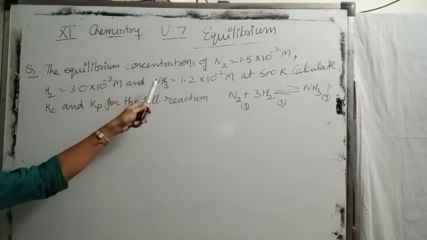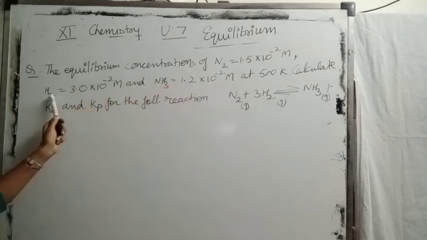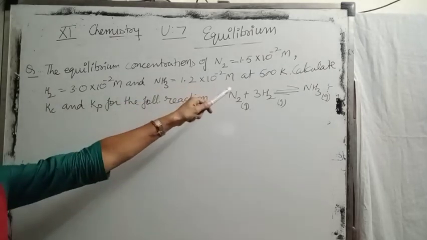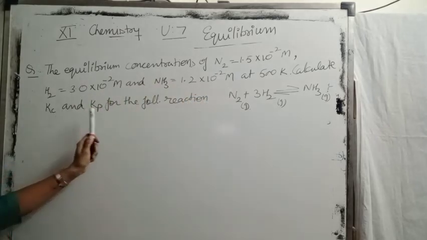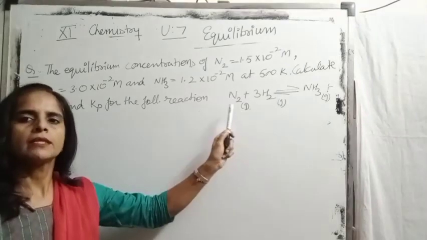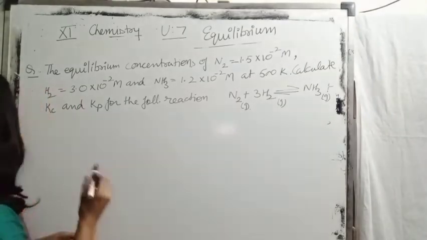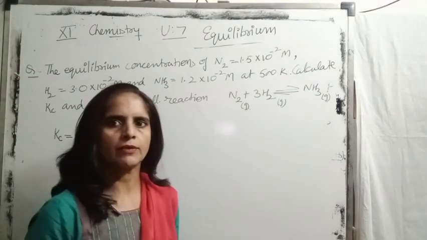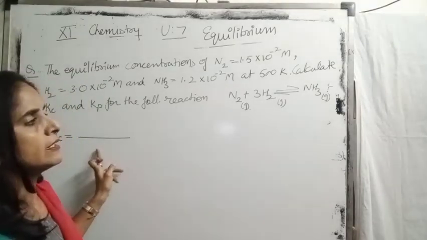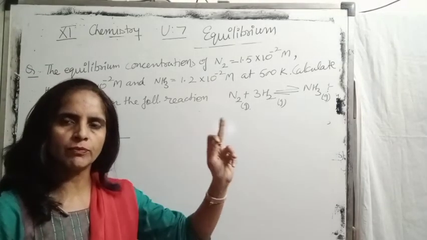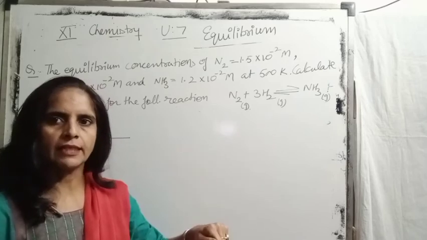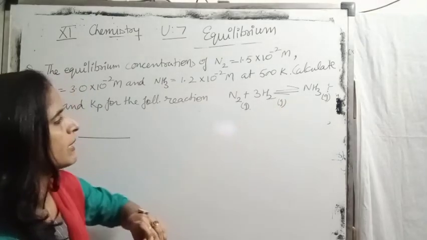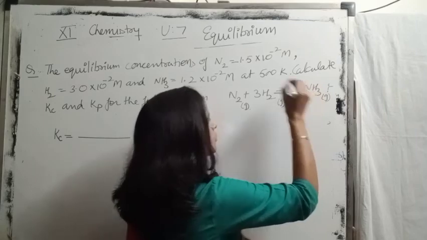Now we are doing this question based on the concept of Kp and Kc. Here the equilibrium concentrations of nitrogen, hydrogen and ammonia are given. These three equilibrium concentrations are given at this specific temperature. Calculate Kc and Kp for this equation. So to calculate the value of Kc, first we write the formula of Kc as we derived from the law of mass action. We know the formula of Kc, this is the ratio of molar concentration of products to that of reactants raised to the power of their coefficients. So what are the products here? Ammonia. First we balance it: N2 plus 3H2 gives 2NH3.